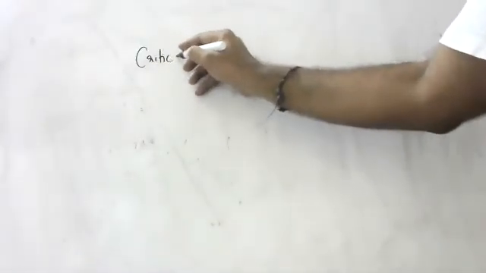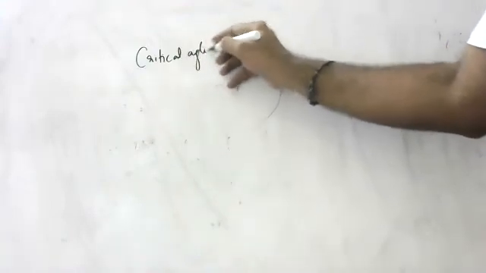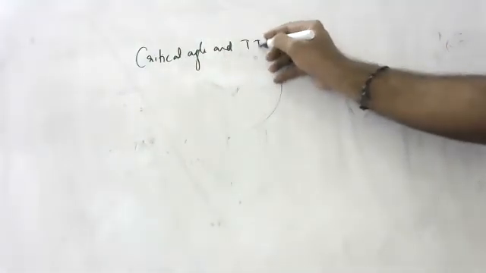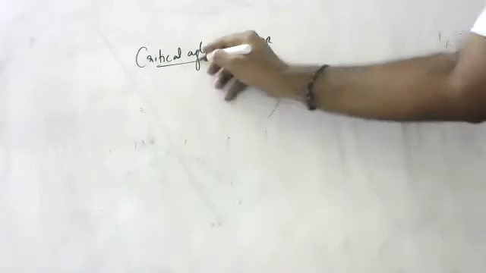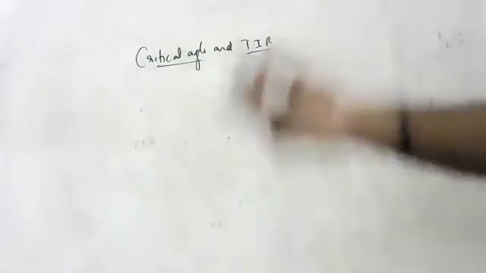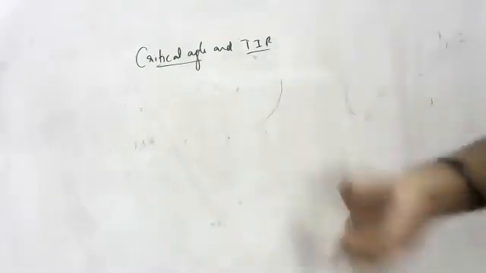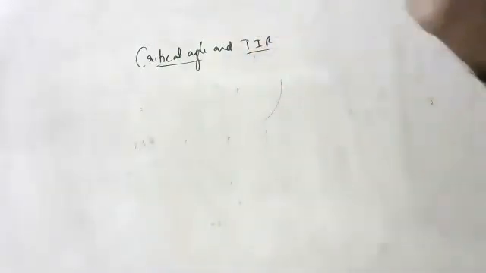Okay, children. So we are going to discuss the critical angle and total internal reflection: definitions, consequences, factors, numericals, formulas, everything we'll discuss. First, what is a critical angle?